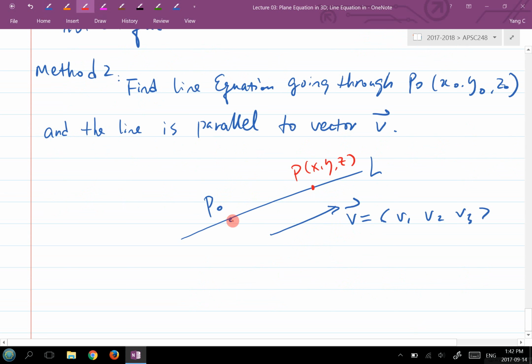So the derivation is actually quite simple. You have the P naught, and then you define a variable P. Then we can define this vector P naught P. The vector P naught P is basically the coordinates of P minus the coordinates of P naught.